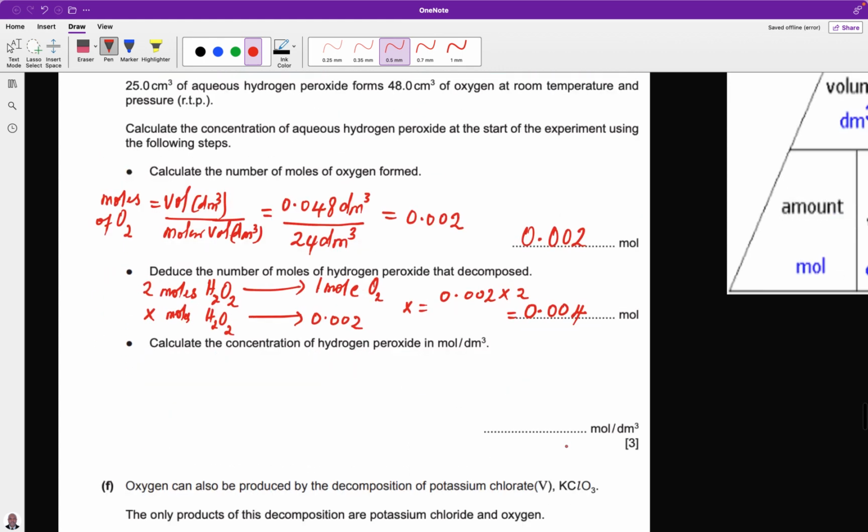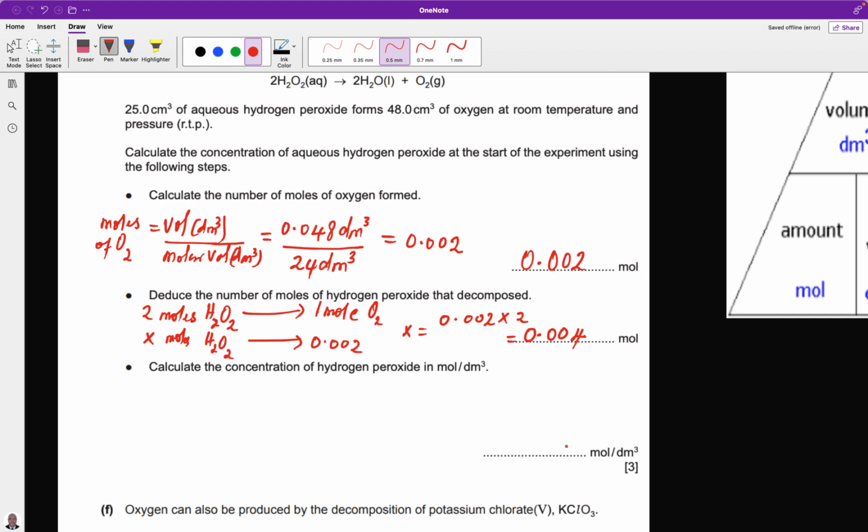Concentration is very simple. Our concentration here will be in mole per dm cube. Our concentration will be equal to moles divided by volume in dm cube. But the volume of hydrogen peroxide was in cm cube, 25 cm cube of aqueous hydrogen peroxide. So we need to divide that volume by 1,000.